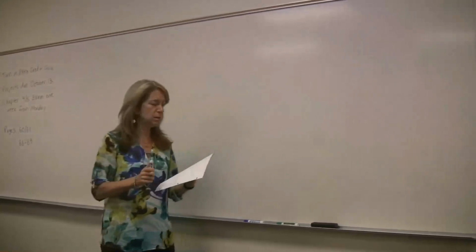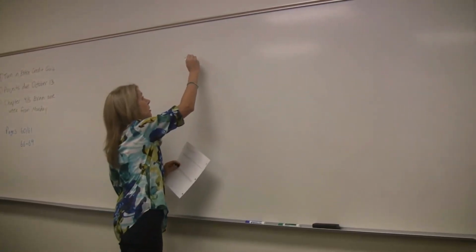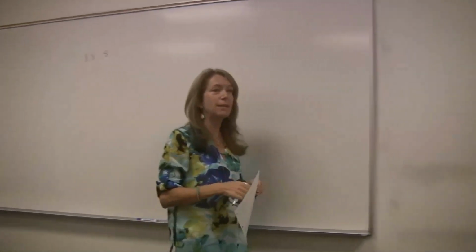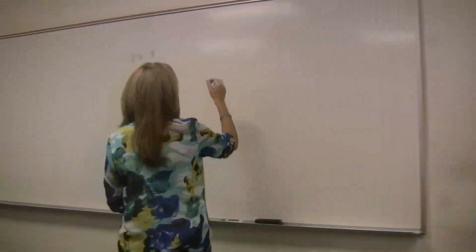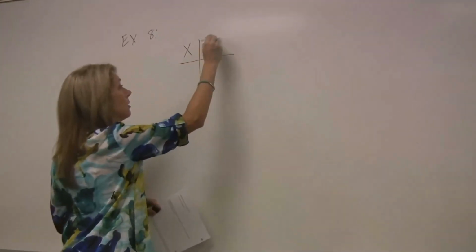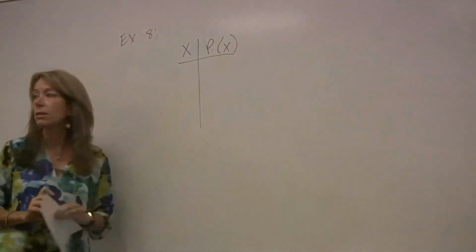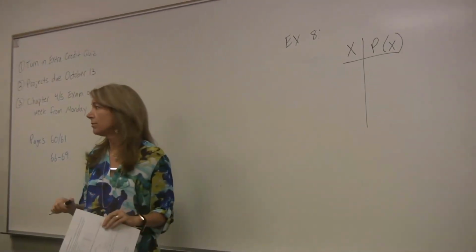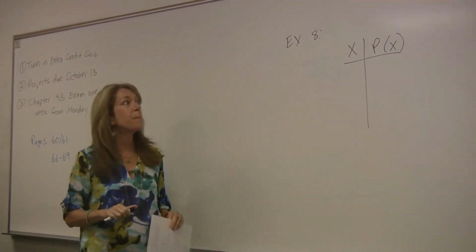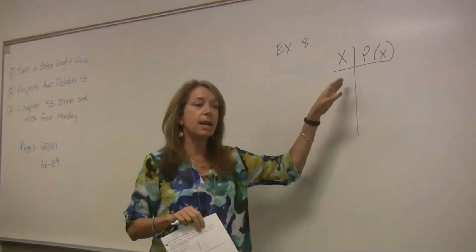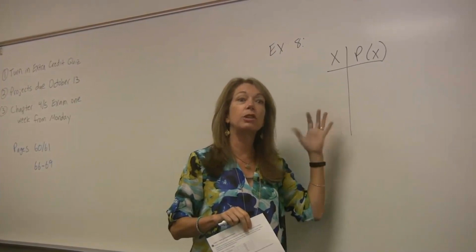What should I do? I should make a table. Anytime they're asking for expected value, I should make a table. Okay, I should make a table. What goes in my table? X is the number of outcomes. X is not the number of outcomes, but what the outcomes could be.